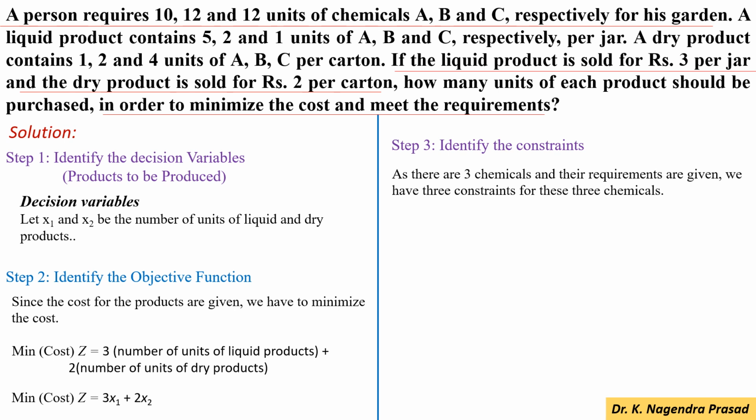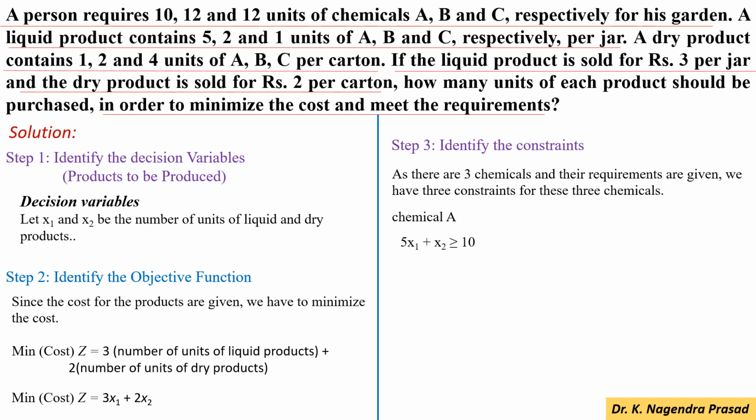So chemical A requirement is 10 units and a liquid product contains 5 units and a dry product contains 1 unit. Then the constraint in the chemical A point of view is 5x1 plus x2 greater than or equal to 10. Next we have to see the other constraint in the chemical B point of view.